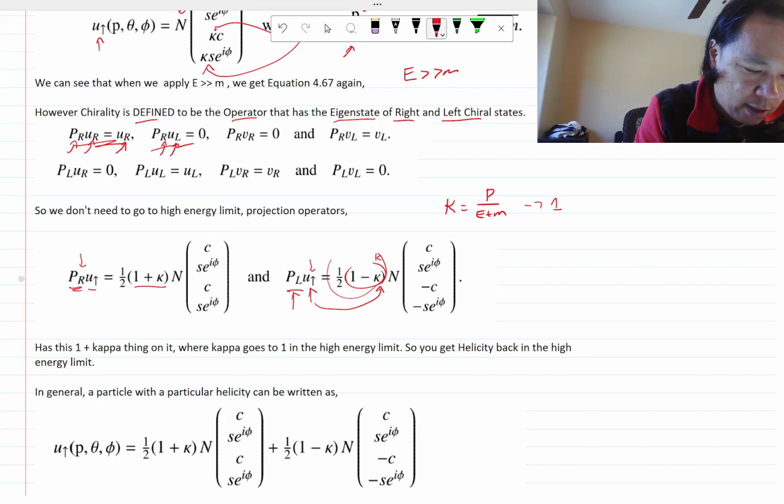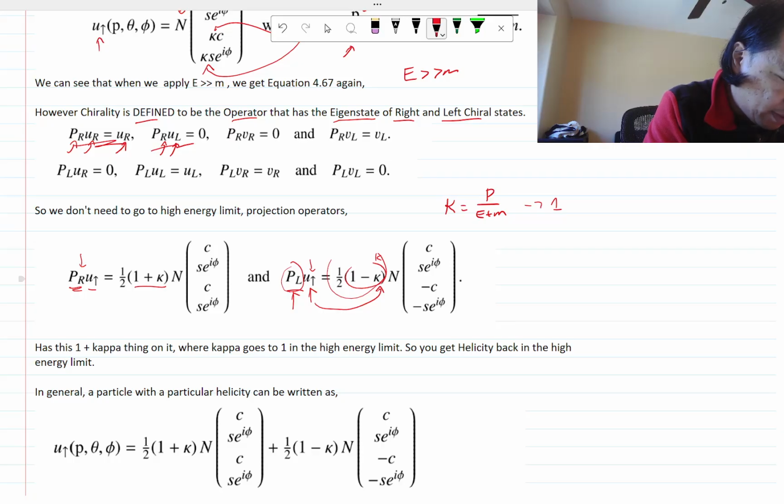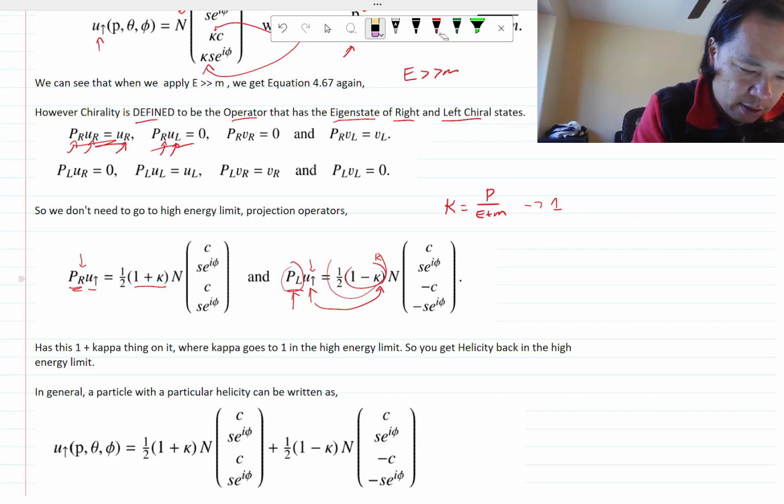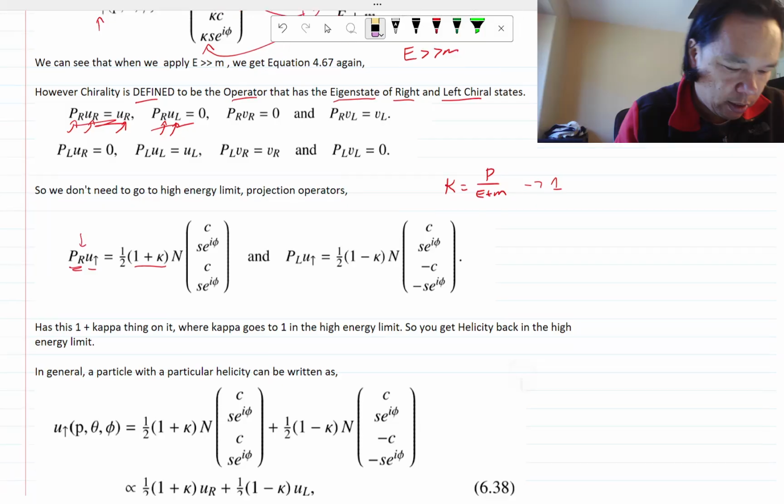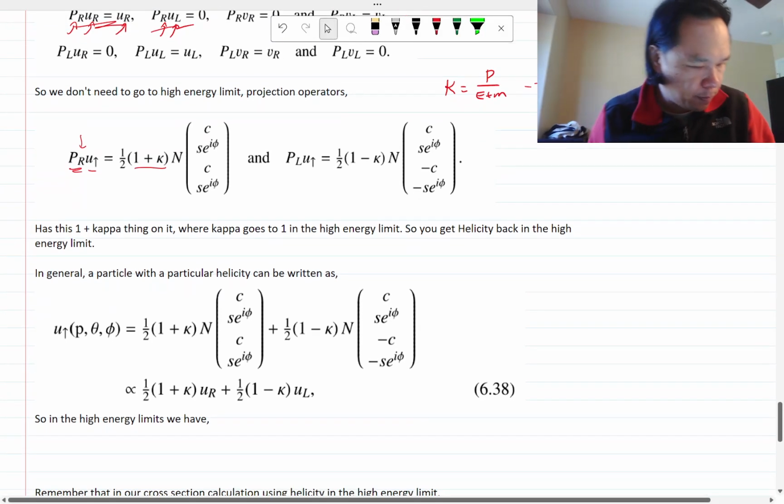And therefore, in the high energy limit, the helicity up eigenstate, when you project to the left chiral state, you get exactly 0. But if you have the up helicity state and you project to the right chiral projection, then you get exactly, well, you get 2 here, but then this cancels out the 1/2, so you get the same eigenstate back. Okay, so this is just the connection between helicity and chirality.